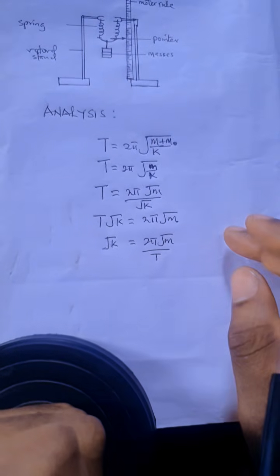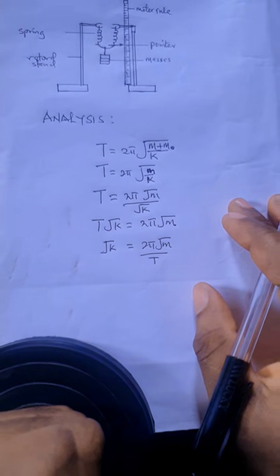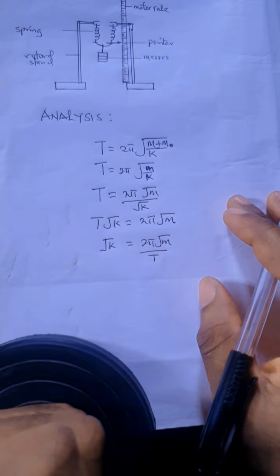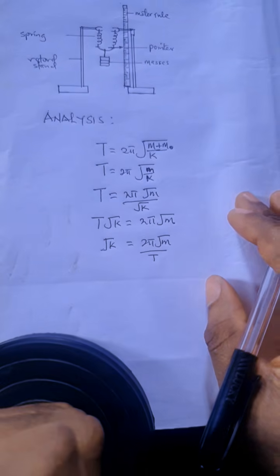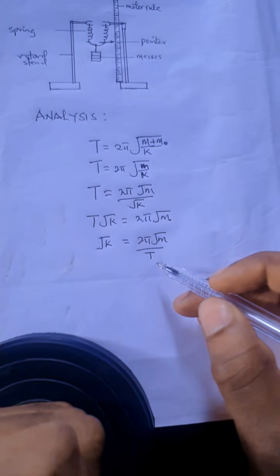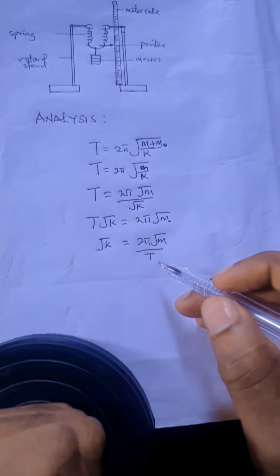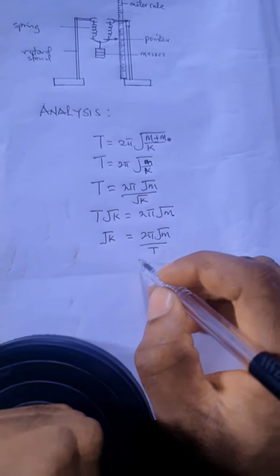Why am I doing this? Because I'm aware that this experiment will be asking us to plot a graph of the mass against the period. So I'm trying to see if we can get mass against period here. What we have here is period, but of course the experiment will be asking us to plot period square. So let's take square of both sides.